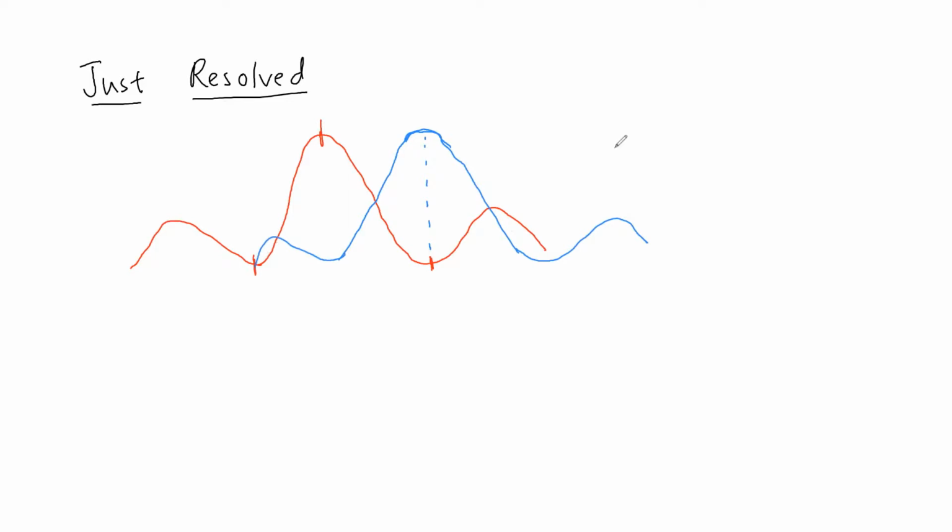So we will say this is a critical situation of just resolved situation, when the peak of the image of the second object just lies above the first minima of the image of the first object here. So this becomes a required condition.